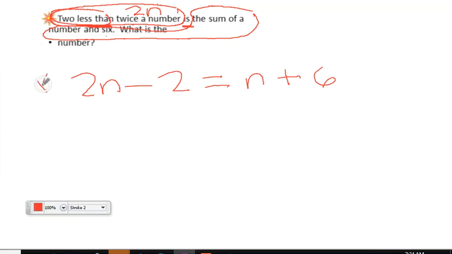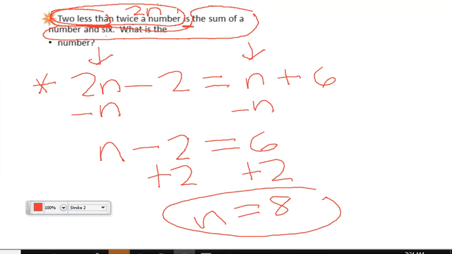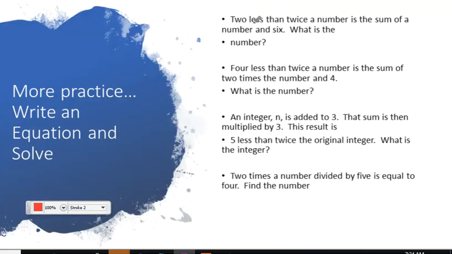So this is just an equation where you have the variable on both sides, and you guys are really good at solving these by now. Our first step would be to get these two terms on the same side by subtracting n from both sides, which gives me 1n minus 2 equals 6. And then from there, I just need to add 2 to both sides, so n equals 8. So once we've translated the verbal equation, then we need to solve the equation that we've written.